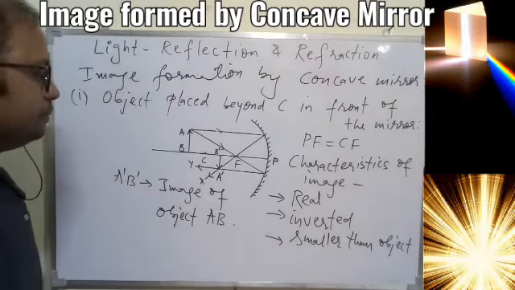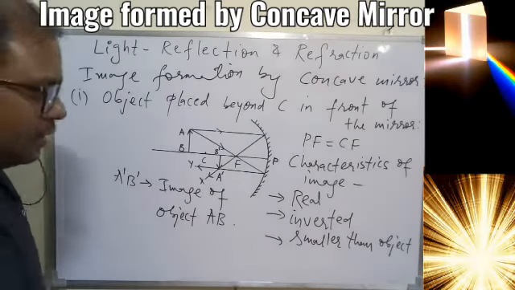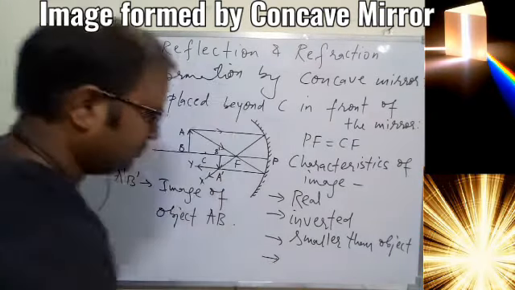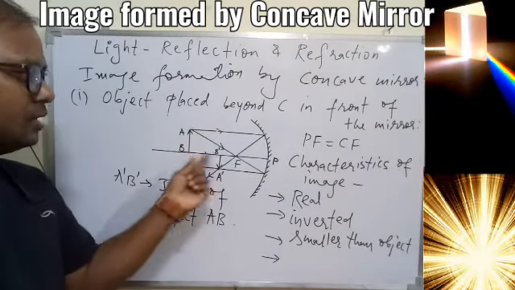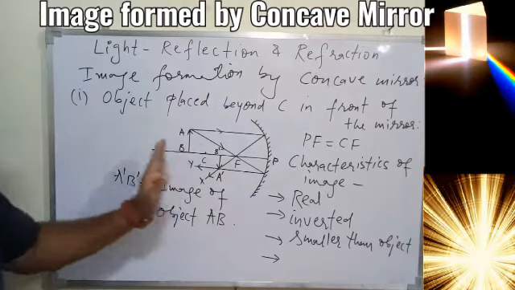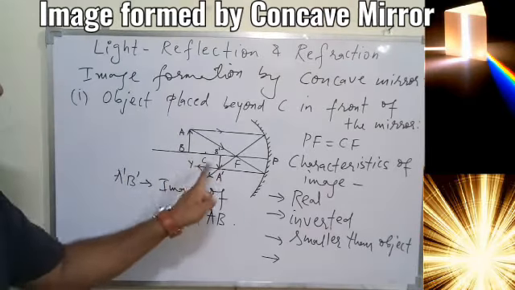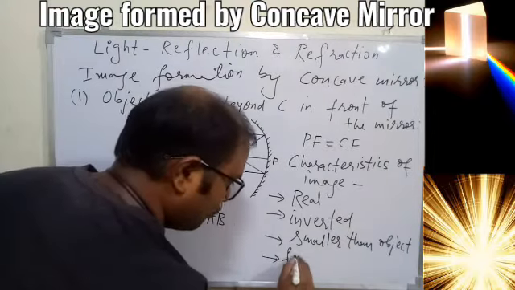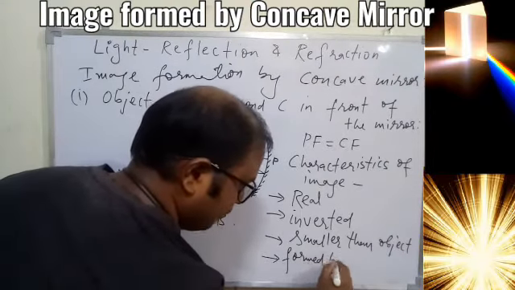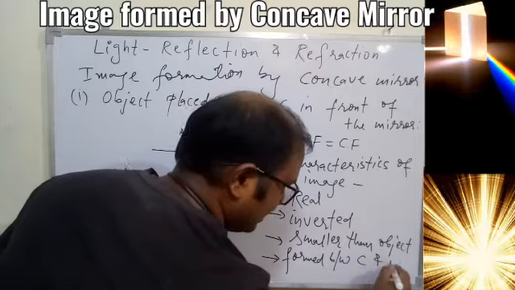Okay, and what else can be written here? That is, where is the image formed? You can see the image is basically forming between C and F. The object was placed beyond C, but the image is forming between F and C. That is the position we can also talk about. So, formed between C and F.